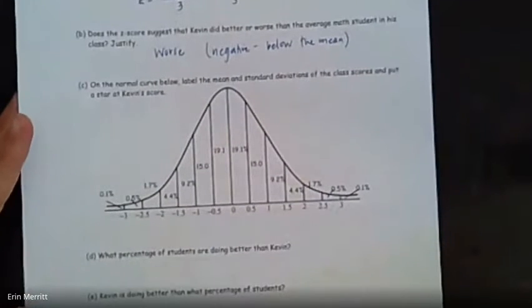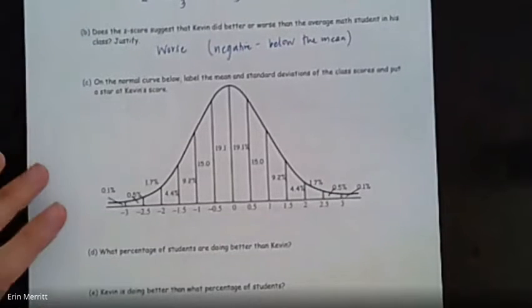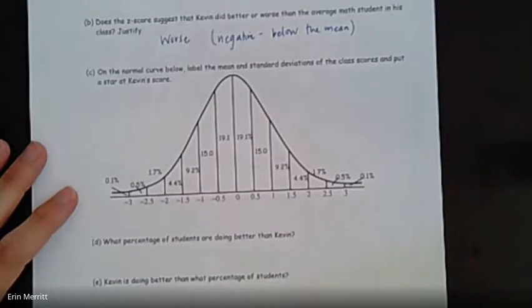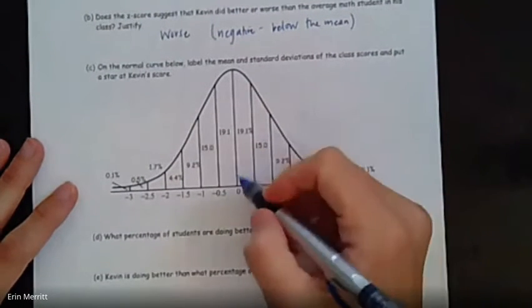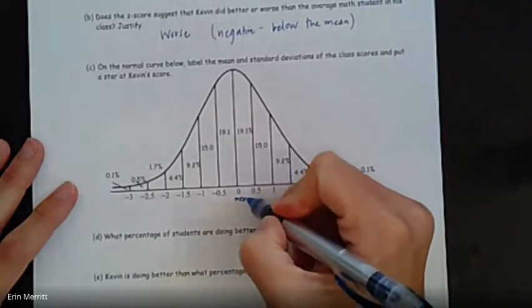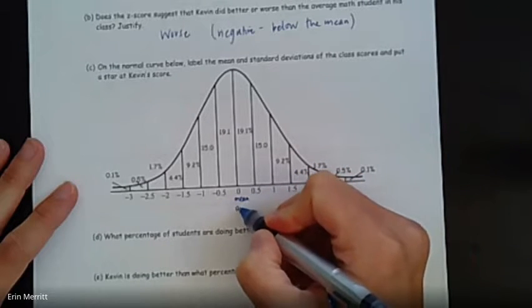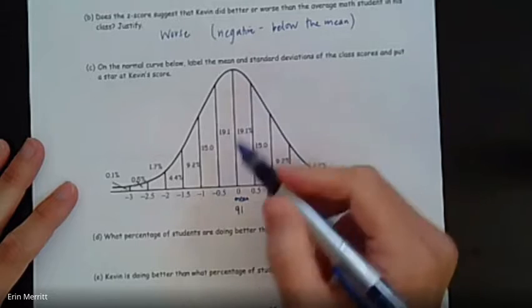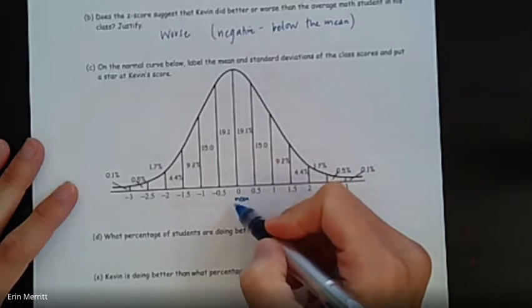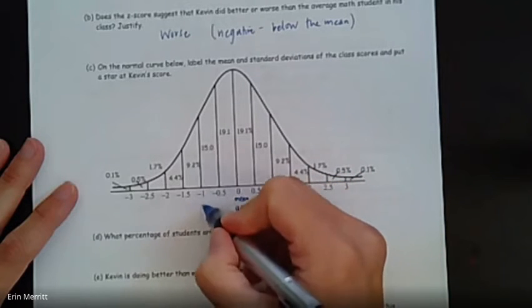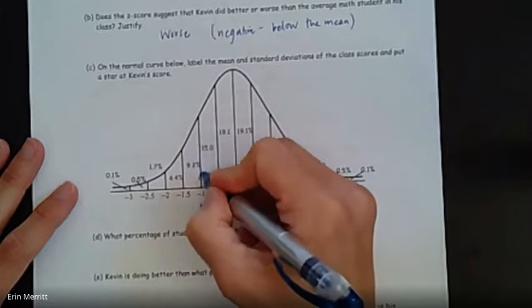All right, on the curve, it says label the mean and the standard deviation of the class scores and put a star on Kevin's scores. All right, so the mean is always represented by the 0. So it's dead center here. So that is the 91, right? Kevin is 1 standard deviation below the mean, which makes sense because if you go 3 points below, there's 88. So we can put a little star right there.